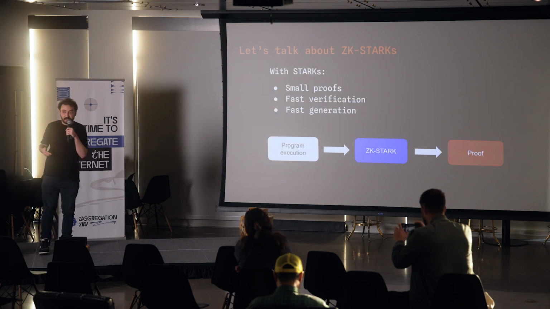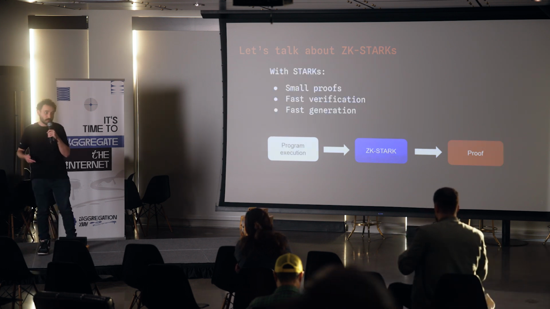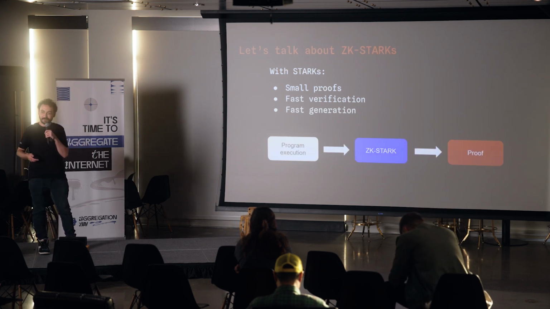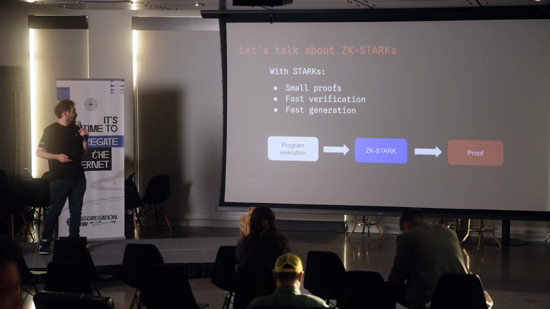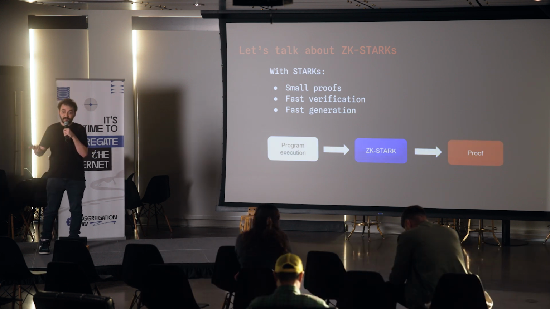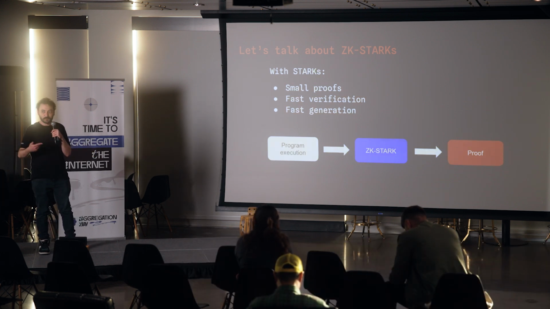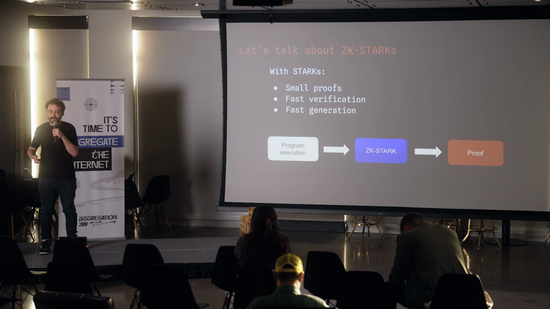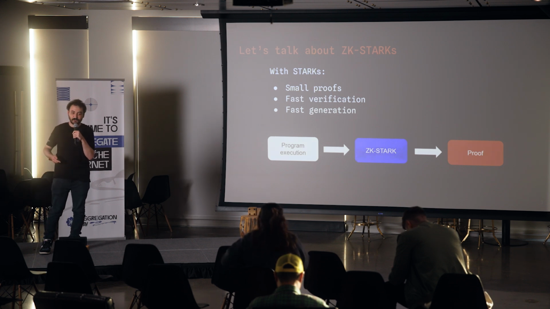With Starks, you basically get proofs that are small with respect to your execution time and the size of your trace. You get fast verification compared to proof generation and even compared to re-execution, which is how ZK rollups can scale. And you also get relatively fast generation, at least compared with other SNARKs.